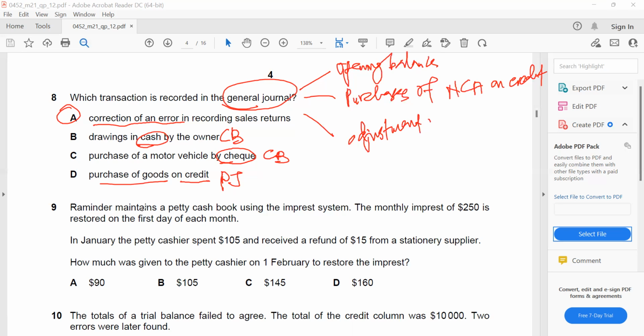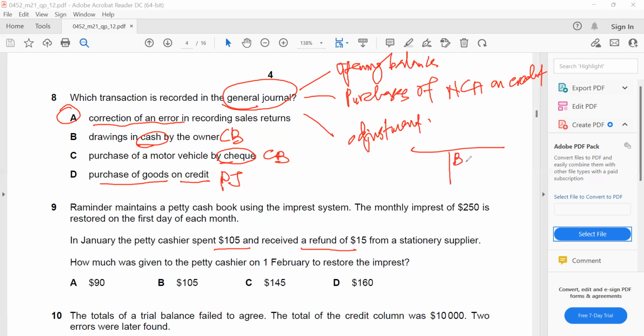Question 9. Raminder maintained a petty cash book using the imprest system. The monthly imprest of 250 is restored on the first day of each month. In January, the petty cashier spent 105 and received a refund of 15 from the stationery supplier. How much was given to the petty cashier on 1st February? Restore the imprest amount. He got a refund. He spent this amount.